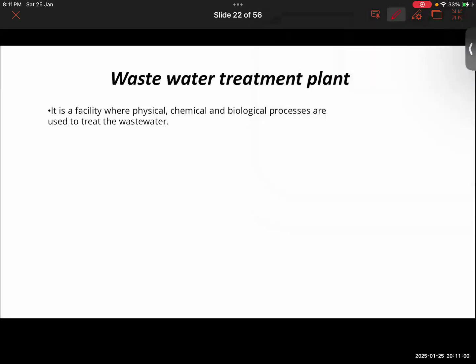Then talking about the wastewater treatment plant, also in short written as WWTP.